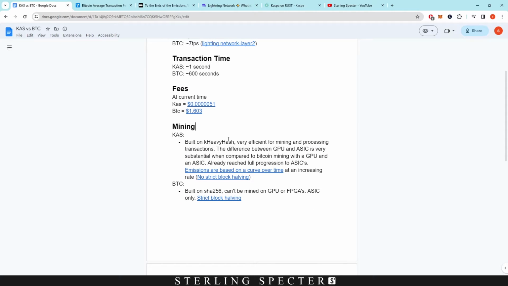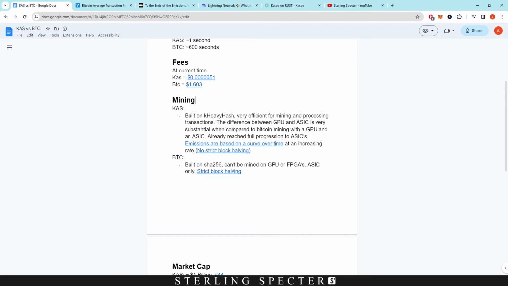Now, when it comes to mining, Kaspa is built on K-heavy hash, which is very efficient for mining and processing transactions. The difference between GPU and ASIC is very substantial when compared to Bitcoin mining with a GPU and an ASIC. What I mean by that is the transition between the two coins: when Bitcoin moved to ASIC, the ASICs weren't necessarily as efficient because the algorithm isn't as efficient. The K-heavy hash algorithm is very efficient, so this means that the chips are also very efficient at mining.